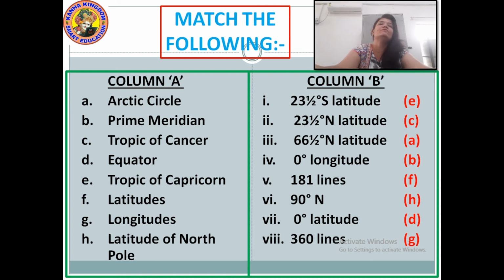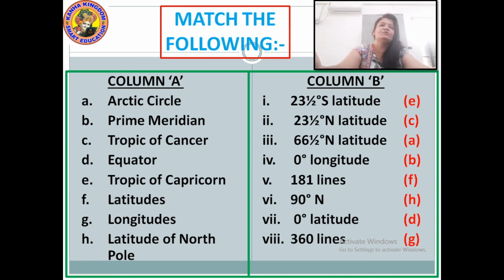Now for the answers. Arctic Circle, the answer is column B, number 3, 66.5 degree N latitude. Prime meridian is column B, number 4, that is 0 degree longitude. You have to number it as I have done. On the right, the letters in brackets and highlighted in red are the answers.